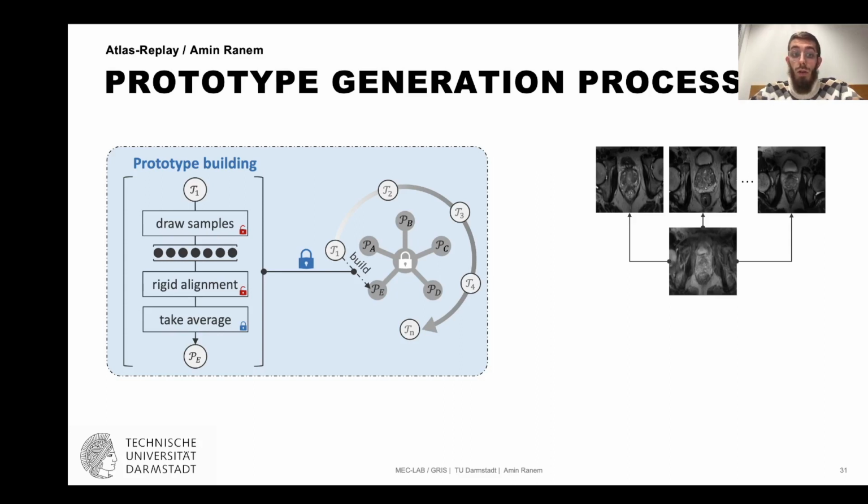Taking the average of those rigidly aligned images is a first step to privacy preservation, as we don't just store the actual samples to a hard disk and interleave them later on. And of course the same applies to segmentation masks, in order to have a prototype image and a corresponding segmentation mask that can be used for registration and generating segmentation.